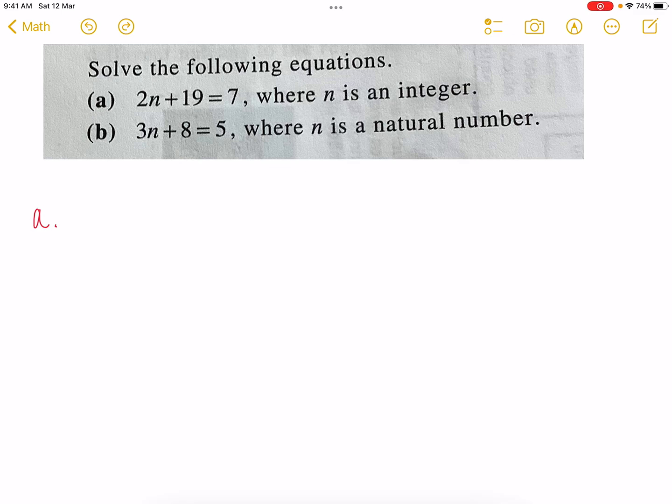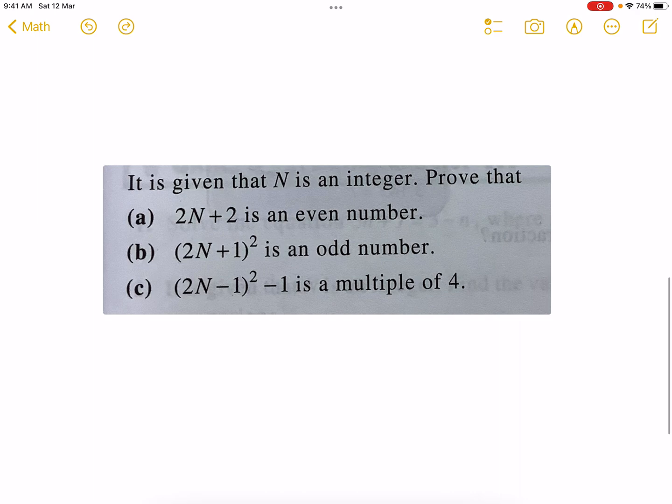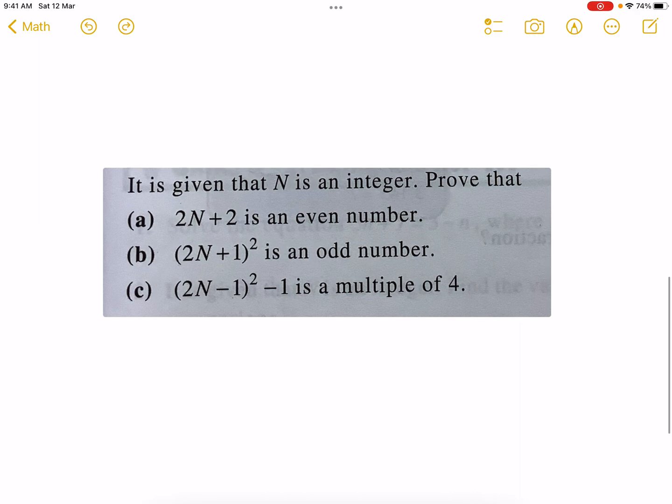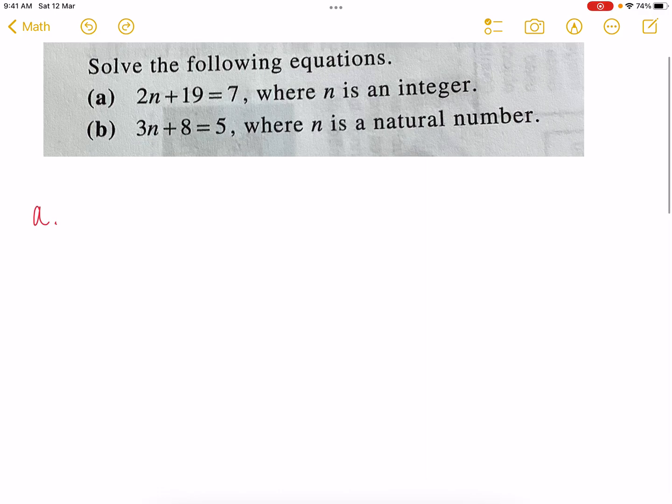Hello everyone, today we'll be doing some examples on the definition of real numbers. So basically it's just playing around with the definition, okay? Like how do we define integers, how do we define natural numbers, and even numbers, odd numbers, stuff like that. Okay, so let's get started.